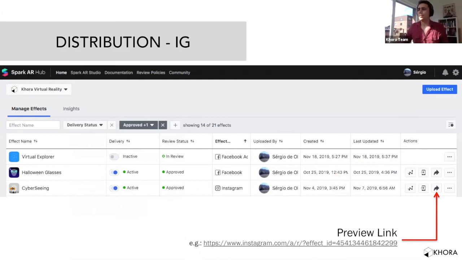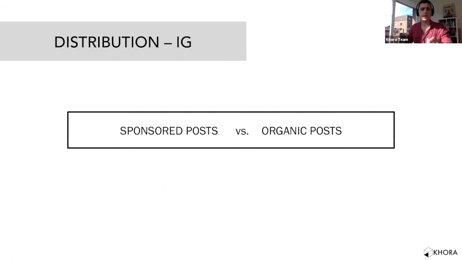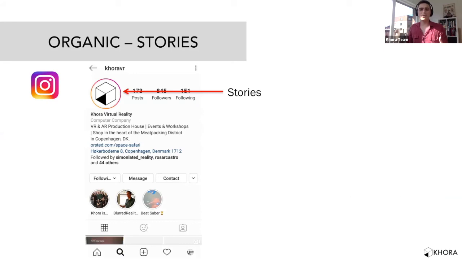When you upload these, this is the backend, you upload them to the Spark AR hub, and you can make an effect active or inactive, depending on the season. For example, you might not want to have your Halloween glasses on during Easter. The really cool thing is that you can also have a preview link. You can use this link to attach it to different posts, through sponsored posts or organic posts as well. This is how you get your message across and draw attention to the filter itself.